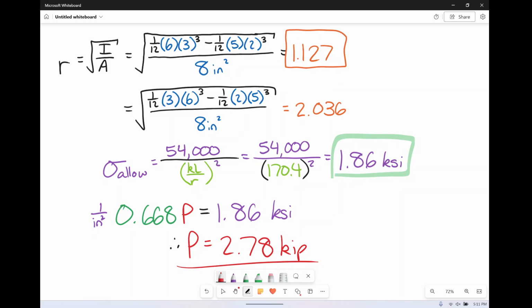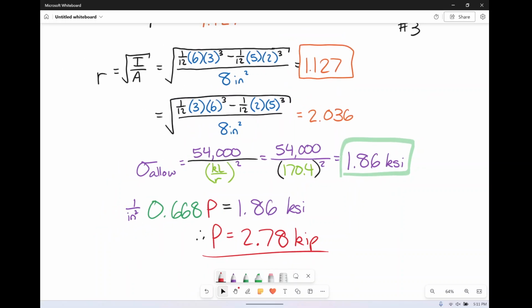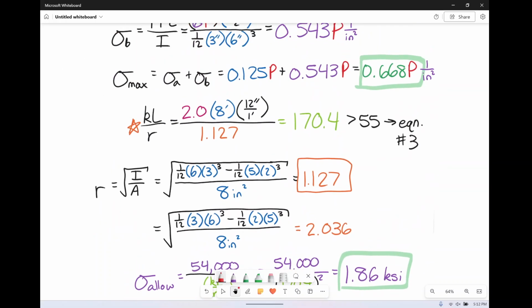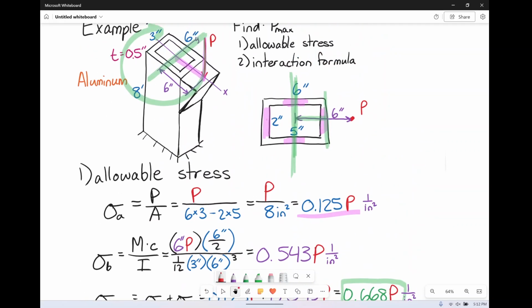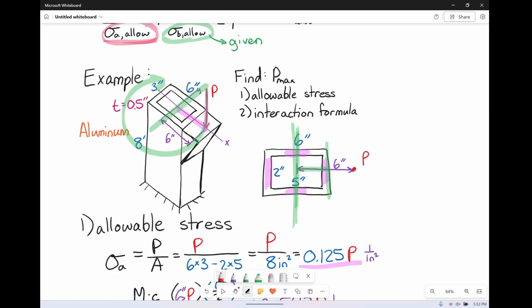Not really that surprising that this very, very skinny little rectangle of 8 feet tall can't really hold that much. 2.78 kips might not seem like that much because 2 is a really tiny number, but it is 2,780 pounds, and that's pretty significant. So again, that's just using our allowable stress method. But we also said we have the interaction formula. So now let's do it with the interaction formula.